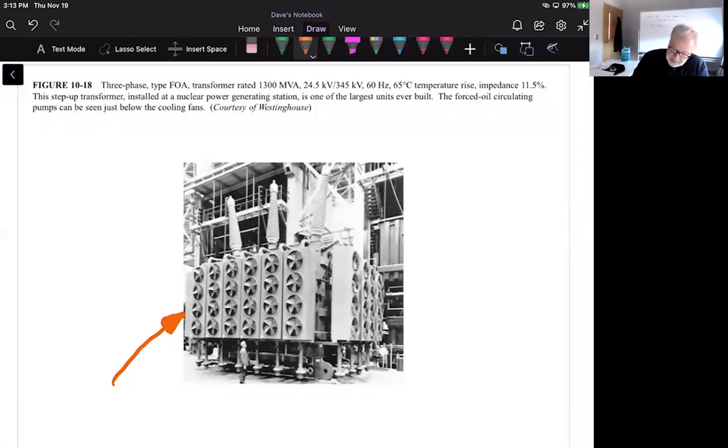Then there are still other types of transformers. Look at this. This is 1,300 megavolt amps. Goodness, 1.3 gigavolt amps. Huge step up transformer, right? So we're going to step this up from 24.5 kV. That must come from the actual generator itself. And we're stepping it up to 345,000 volts.